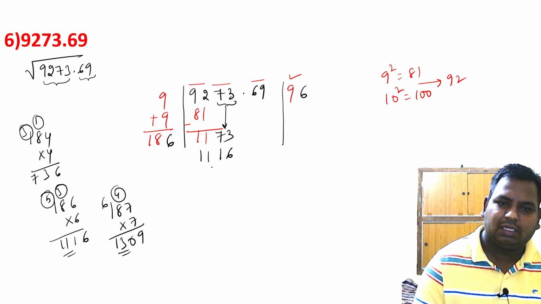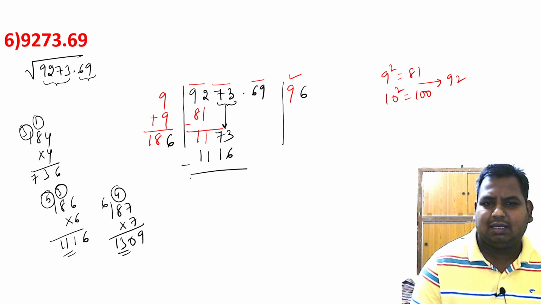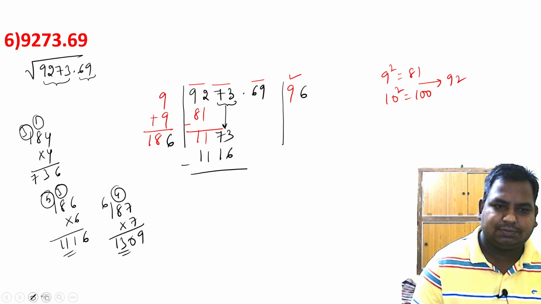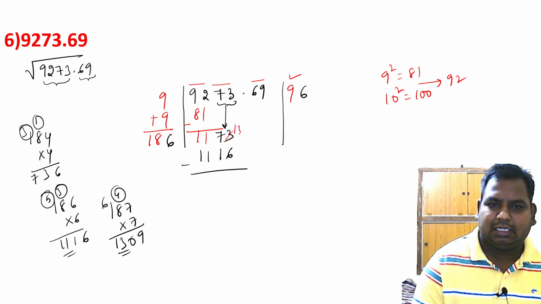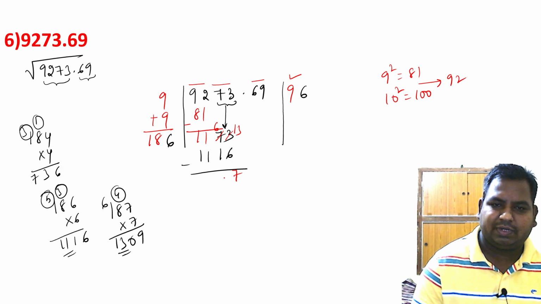186 times 6 is 1116. Let me find the difference. The difference is: 13 minus 6 is 7, 6 minus 1 is 5, 0, 0. So the difference is 57.